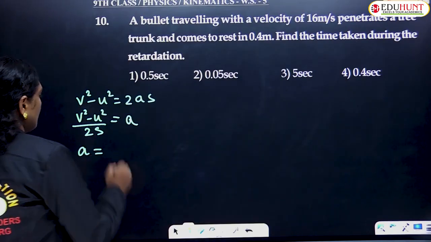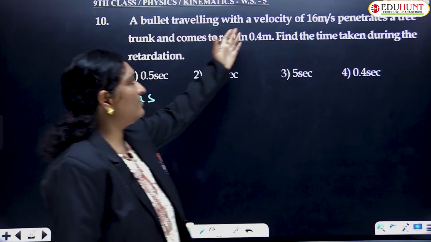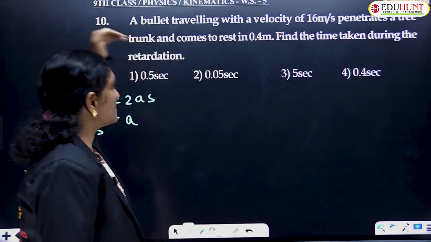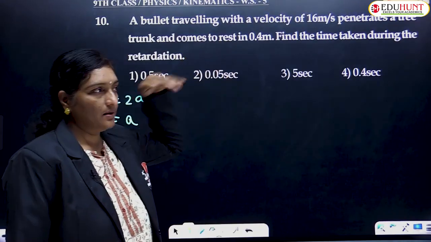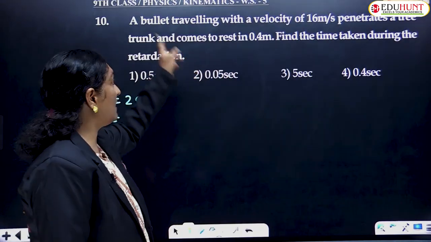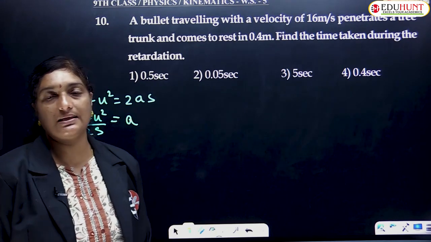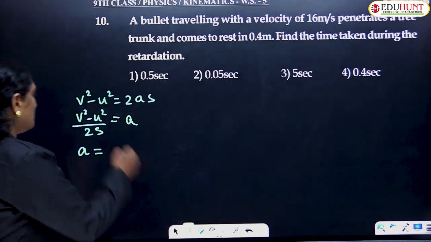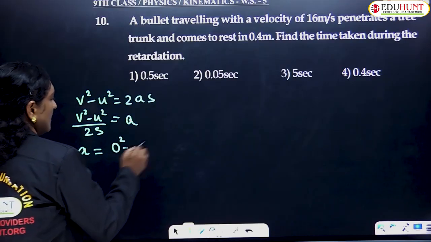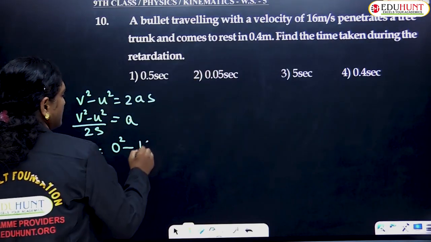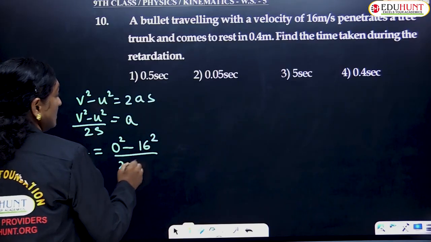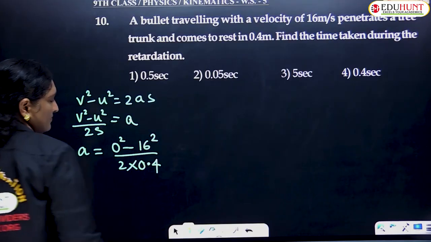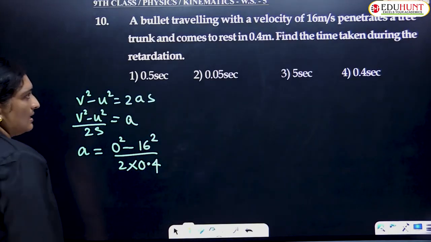So substituting the above values: a bullet traveling with initial velocity 16 meter per second penetrates a tree trunk, gets inside the tree trunk and comes to rest. Comes to rest means finally the final velocity is 0. So V is 0 square minus initial velocity 16 square by 2 into distance covered, which is 0.4. So this was what is given.